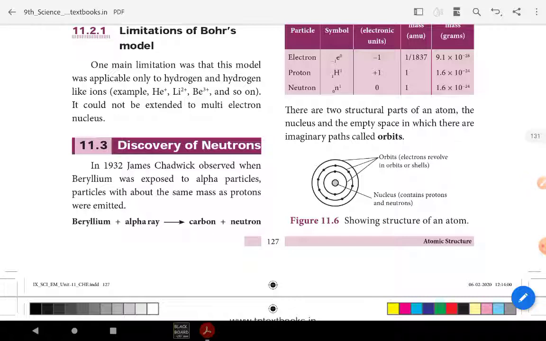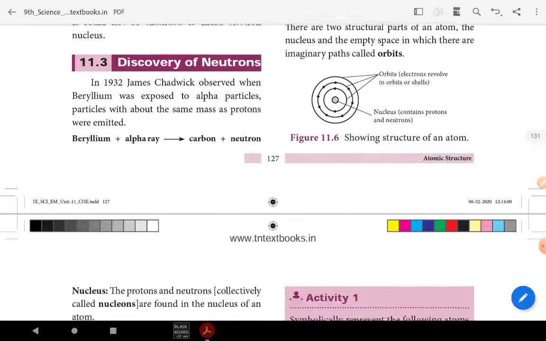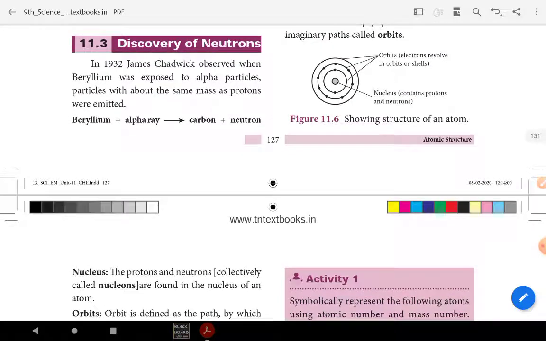What about the discovery of neutron? Neutrons என்பது என்ன? What is the neutron? Neutron is a subatomic particle which is present inside the nucleus of an atom. So how was it discovered? In 1932, children, James Chadwick observed that when beryllium was exposed to alpha particles... Alpha particles are positive particles. The alpha particles go and hit beryllium.